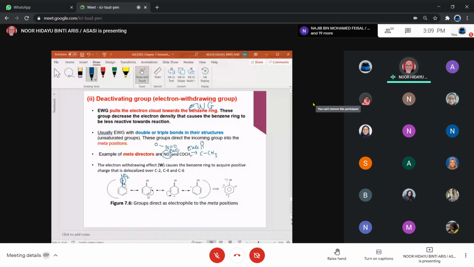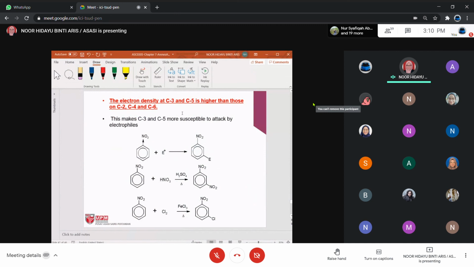So when the electrophile itself is positively charged, which carbon do you think it wants to bond to? These 2, 4 and 6? No. It will bond at the meta direction, which is here. So we can say it will bond at carbon 3 or carbon 5, here or here. The electron density at C3 and C5 is higher than those on carbon number 2, carbon number 4 and carbon number 6.